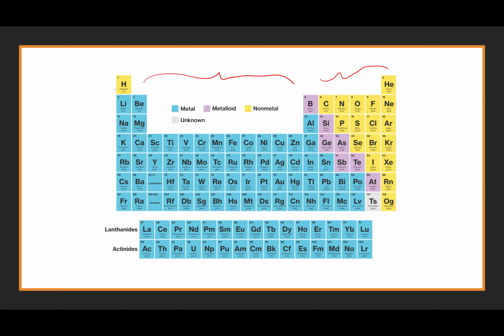And the one exception here is that hydrogen is to the left of the staircase, but it is a nonmetal. It's positioned there in the periodic table for other reasons, which we will learn about as we move through this course. But for now, it's just important to recognize when you are identifying or classifying hydrogen that you classify it as a nonmetal.